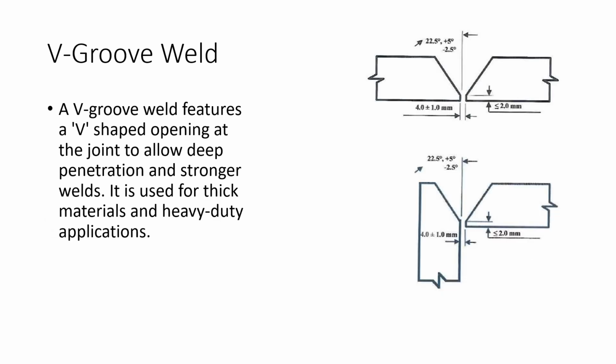A V groove weld. If you haven't figured it out by now, a lot of these are named after a letter that they look like. So this is a V groove. It's going to allow deep penetration. We can get full thickness welds with this one. Used in a lot of different applications, heavy duty applications. Very common weld preparation.